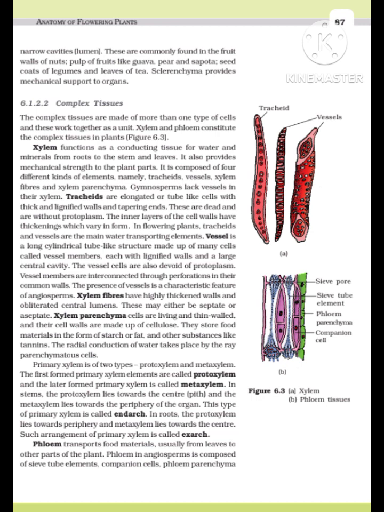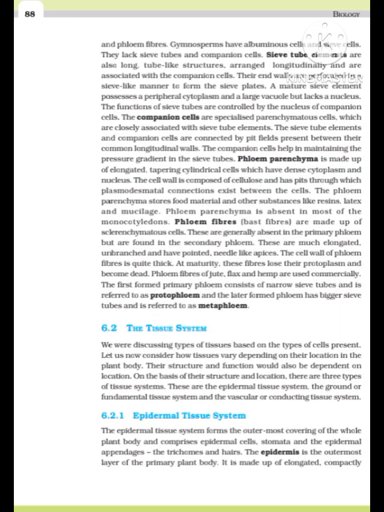Phloem in angiosperms is composed of sieve tube elements, companion cells, phloem parenchyma and phloem fibres. Figure 6.3, a. Xylem, b. Phloem, showing the sieve pore, sieve tube element, phloem parenchyma and companion cell. Gymnosperms have albuminous cells and sieve cells. They lack sieve tubes and companion cells.